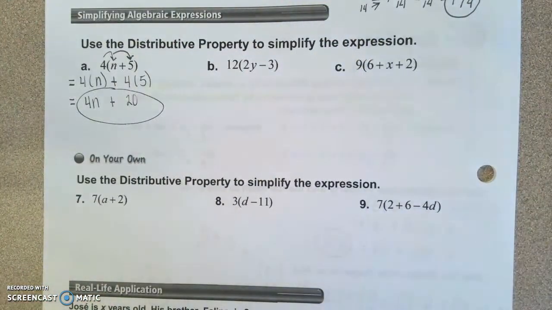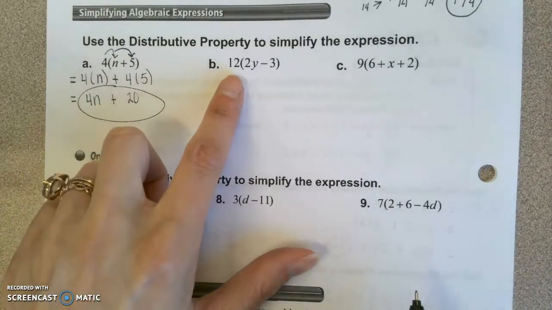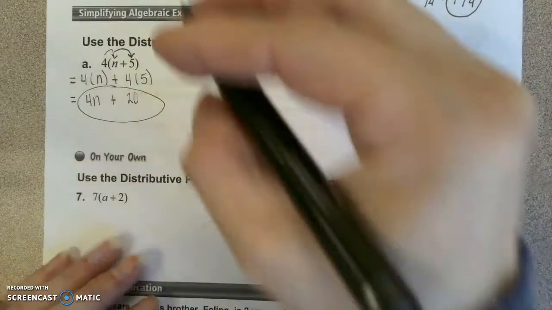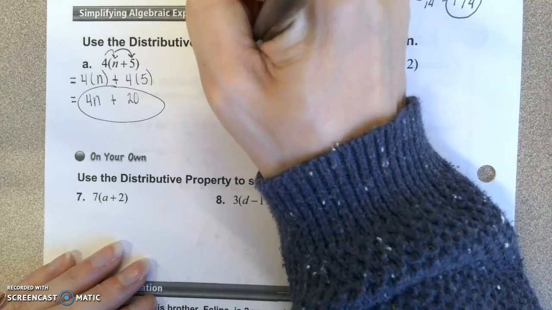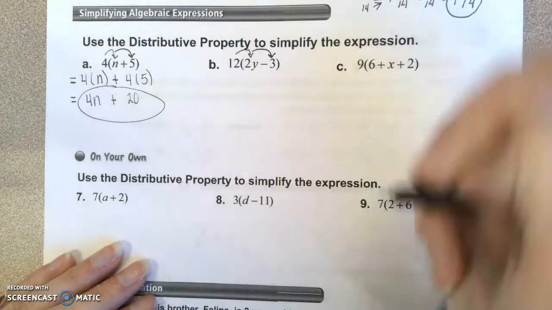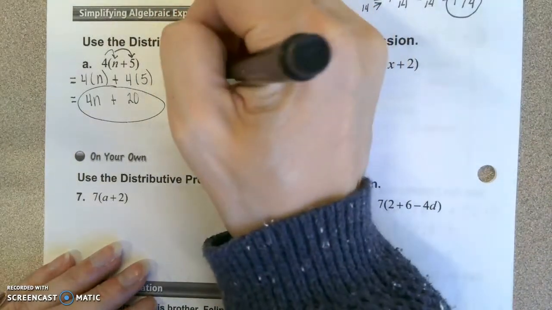We can't simplify that any further, so we stop there. On the next one, 12 times the quantity 2y minus 3. So again, everything's going to be multiplied by that 12, everything in the parentheses.